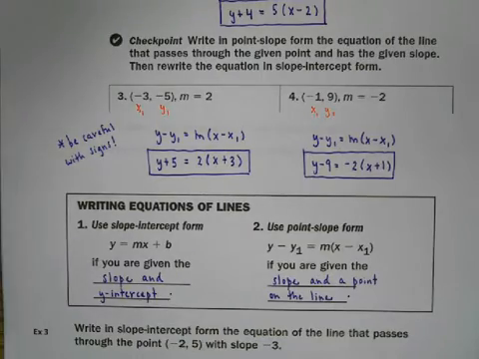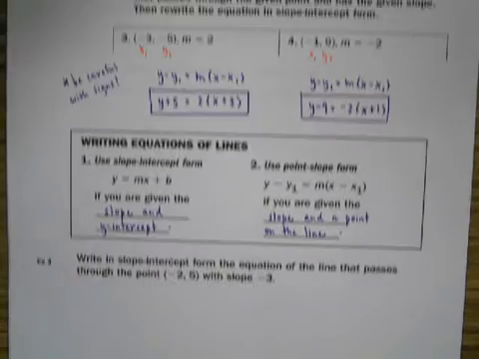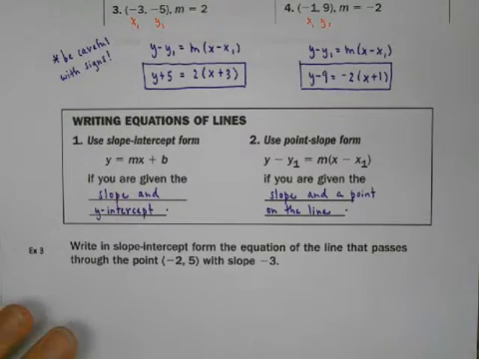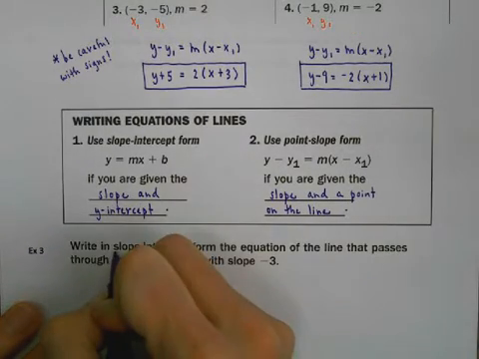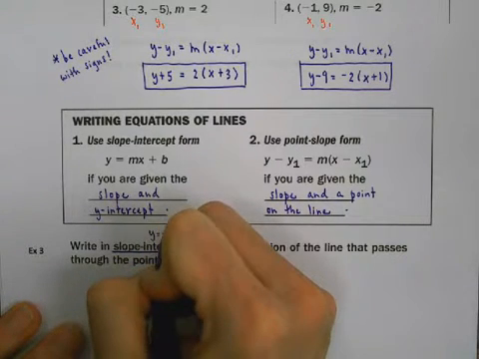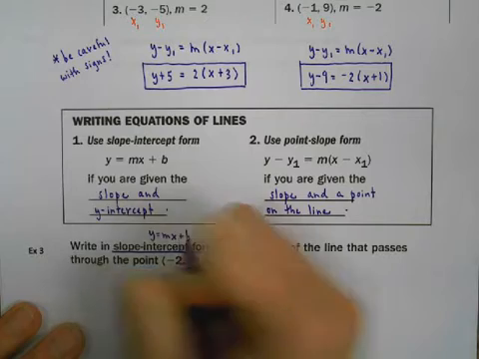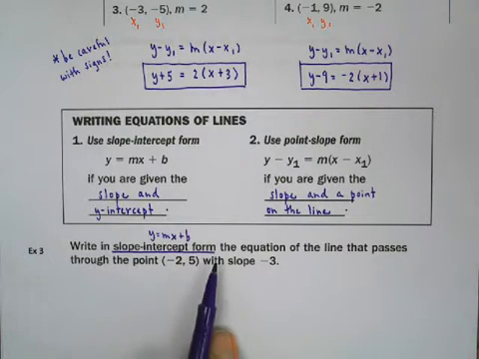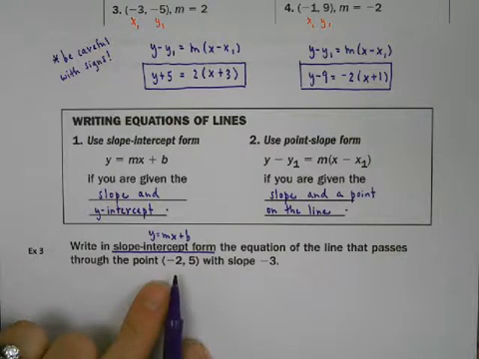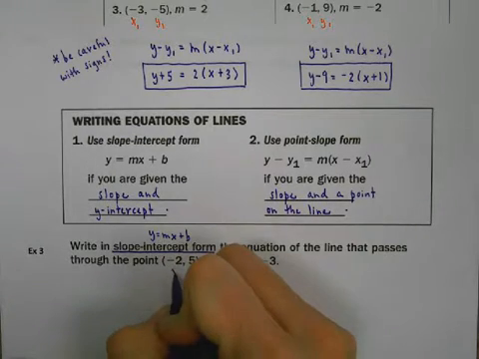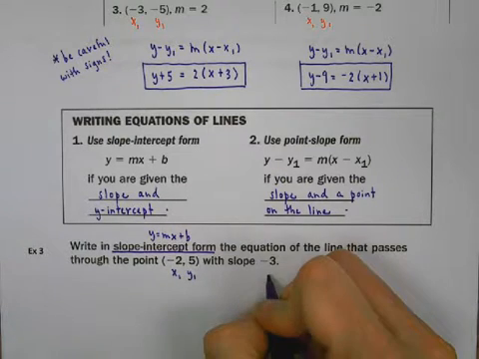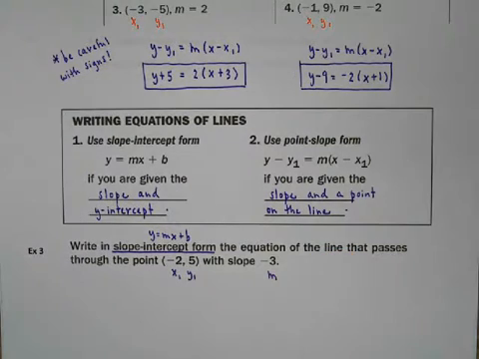So let's see what our next example looks like. Now, it says to write in slope-intercept form, and that's something important. We know that our answer is going to have to be in slope-intercept form, so it's going to have to look like y equals mx plus b. So I'm writing in slope-intercept form the equation of the line that passes through the point (-2, 5). They're giving me a point on that line, and they're giving me a slope of -3.